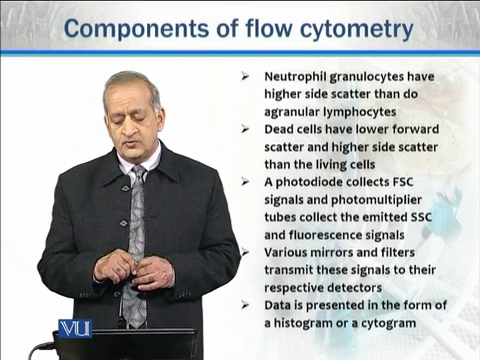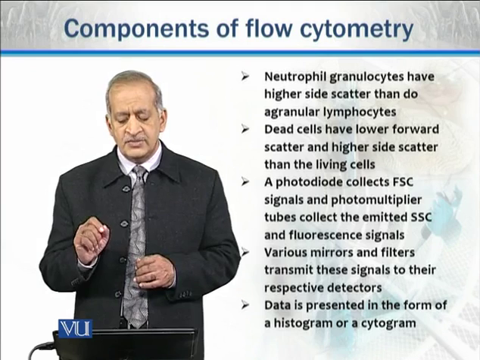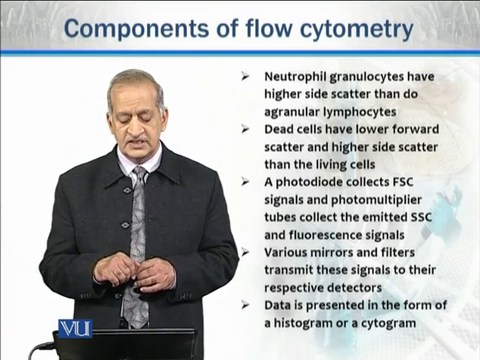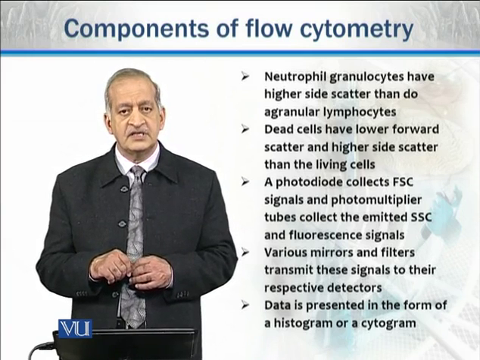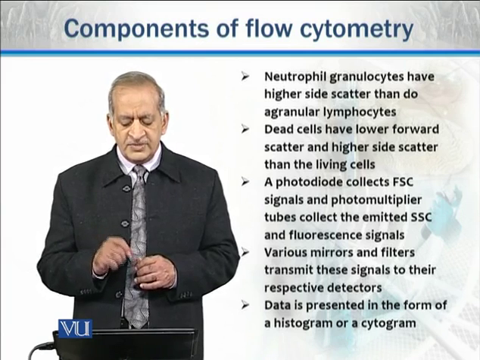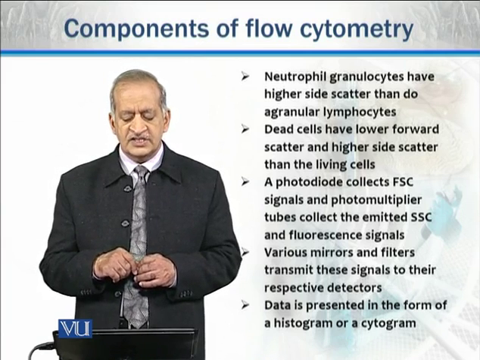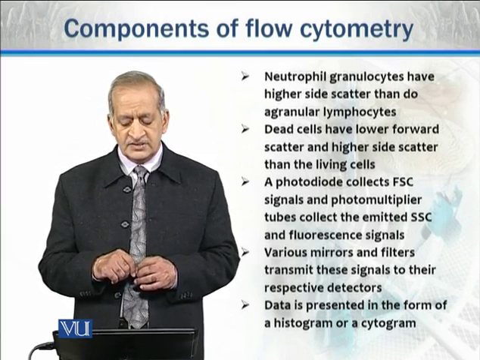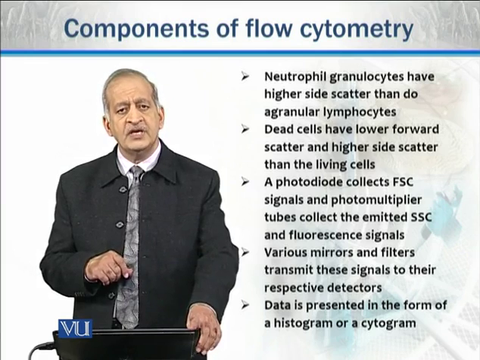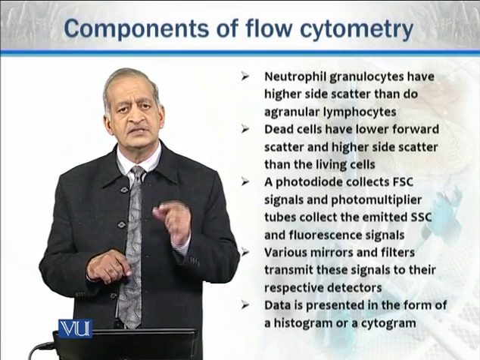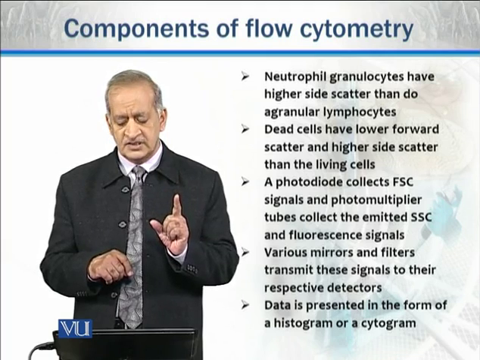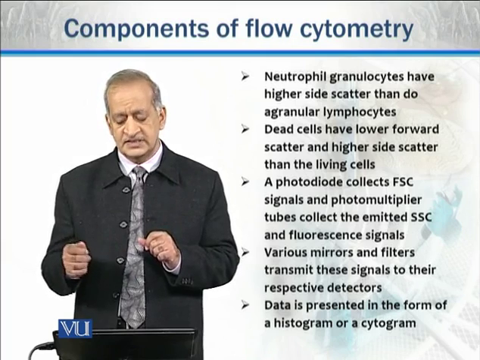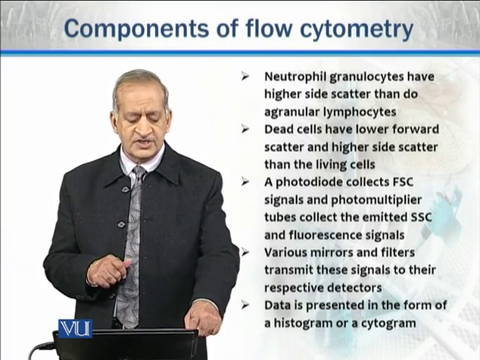Photodiode collects forward scattering signals, and photomultiplier tubes collect emitted side scattering signals and fluorescent signals as well. Various mirrors and filters transmit these signals to their respective detectors. Data is presented in the form of a histogram if we are analyzing the cells on a single characteristic, and if we are characterizing the cells on a multi-parameter basis, then the term cytogram is used.